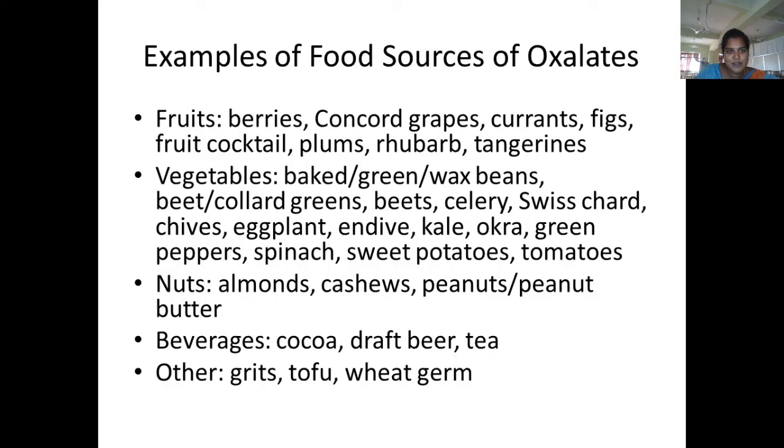And the dietary management. Coming to the dietary management, we have some examples of oxalate foods: fruits and vegetables, nuts, and beverages which are rich in oxalates. Most commonly known are okra, green peppers, spinach, sweet potatoes, tomatoes, some plums, figs, and then cashews, peanuts, peanut butter. These are some of the foods which are rich in oxalate.